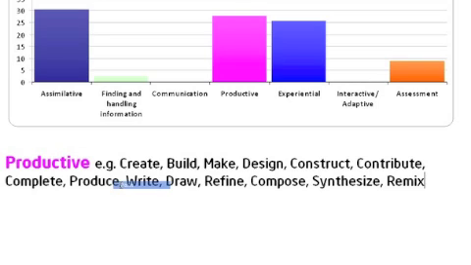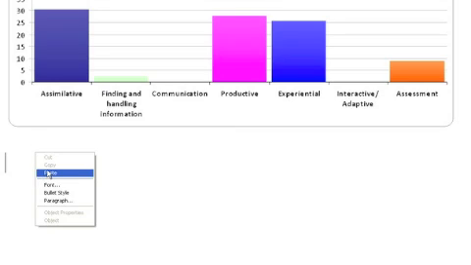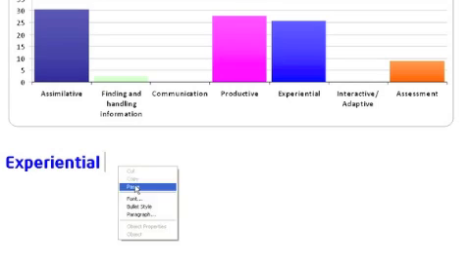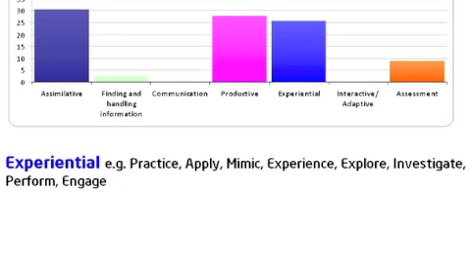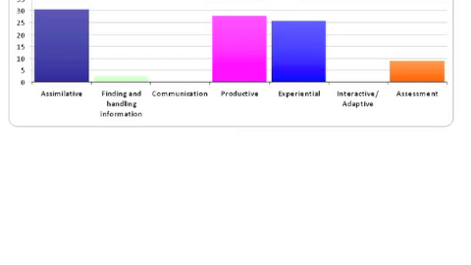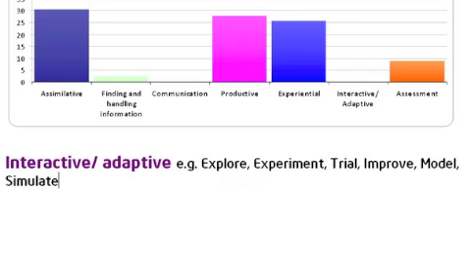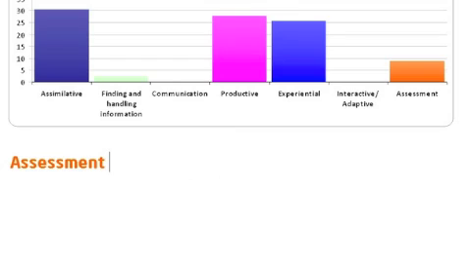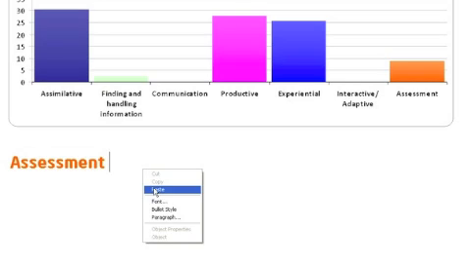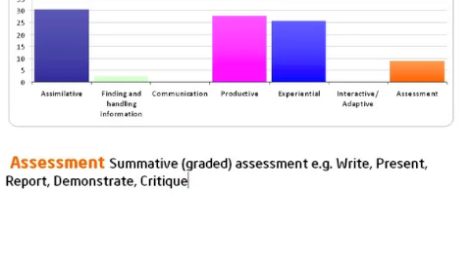Productive: create, build, make, design, construct, contribute, complete, produce, write, draw, refine, compose, synthesize, remix. Experiential: practice, apply, mimic, experience, explore, investigate, perform and engage. Interactive, adaptive: explore, experiment, trial, improve, model, simulate. And assessment: summative, graded assessment, for example, write, present, report, demonstrate, critique.